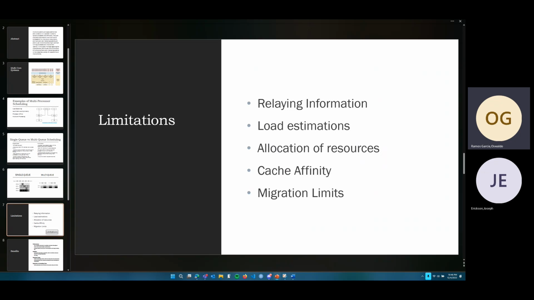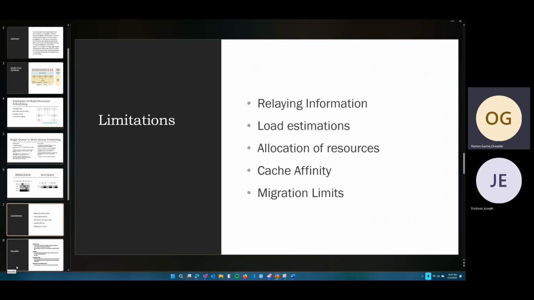The allocation of resources happens when things like memory are allocated incorrectly, and it can exceed the cache capacity of cores and then cause the system to run slower than a better allocated one would.